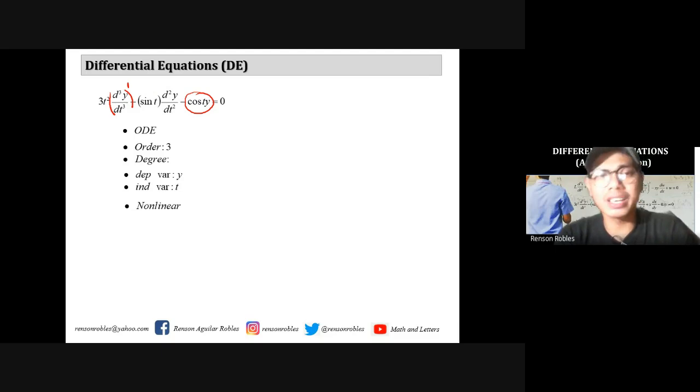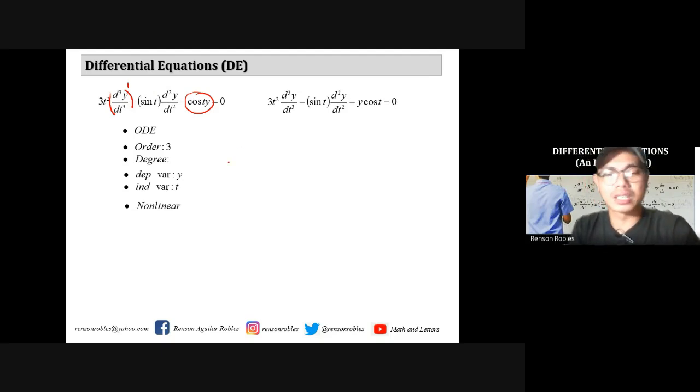Let's manipulate this equation and see what will happen. I think this will be the last example for this presentation. So we have 3t² times the third derivative of y with respect to t, minus sin t times the second derivative of y with respect to t, minus y cos t equals 0. What did you notice? The cos(ty) becomes y cos t. So from here, I write it of the form y cos t.